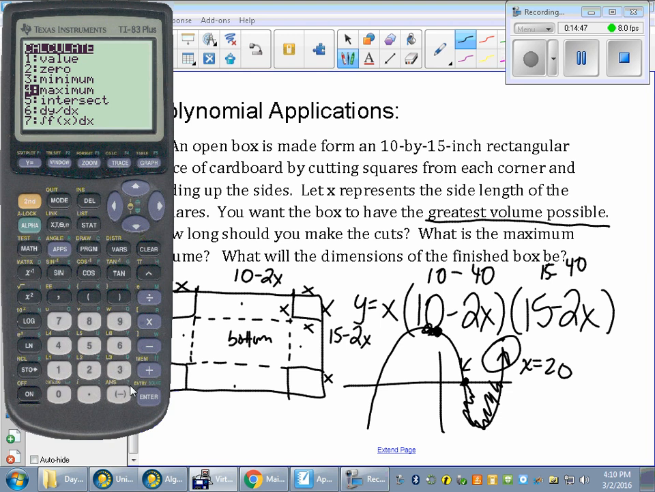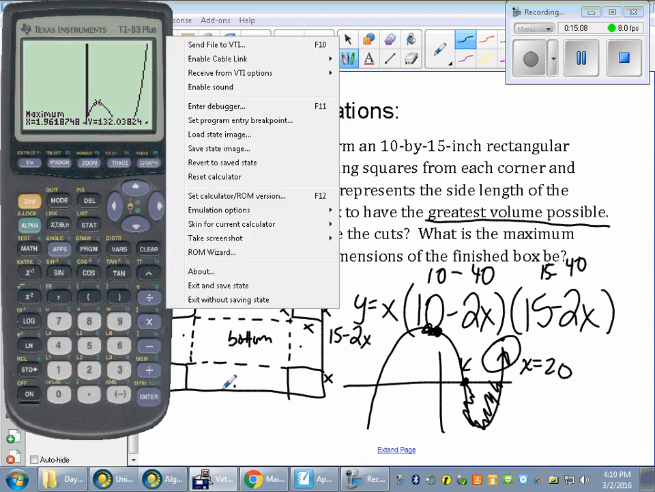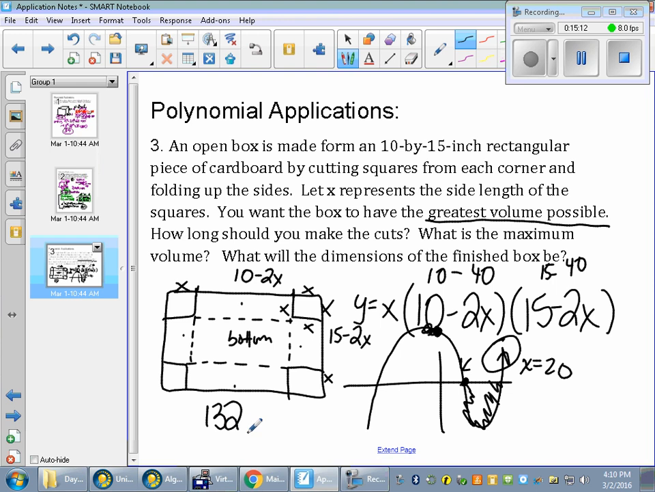Using my calculator. Here's the maximum right here. And we want to go to the left of that, go to the right of that, and guess. And so the maximum volume is 132. It's not an exact answer. A lot of times it will be, but it's not here. 132.04 inches, and volume here is cubed.